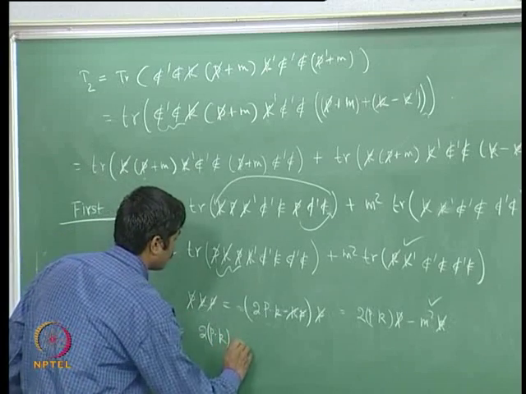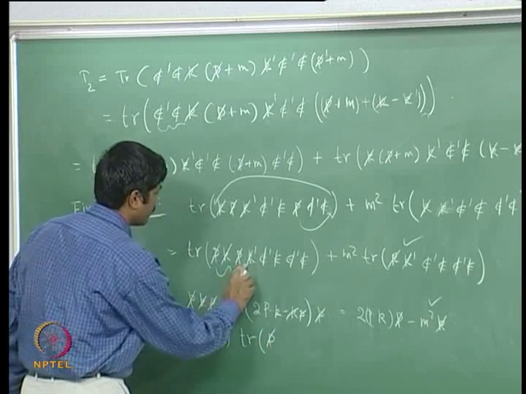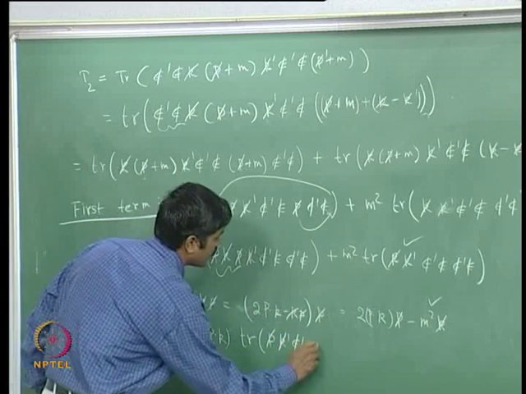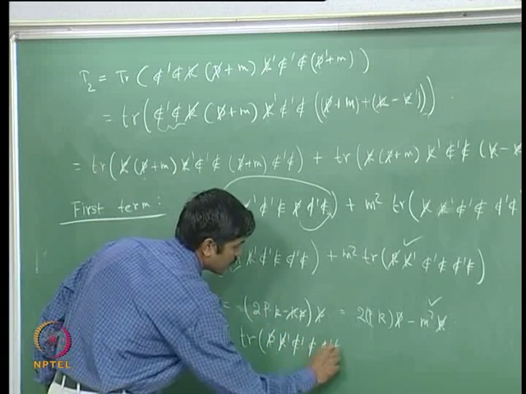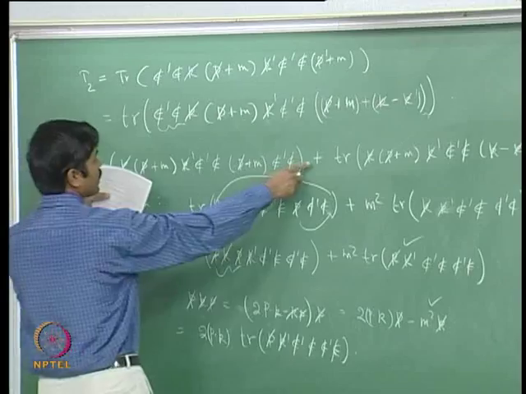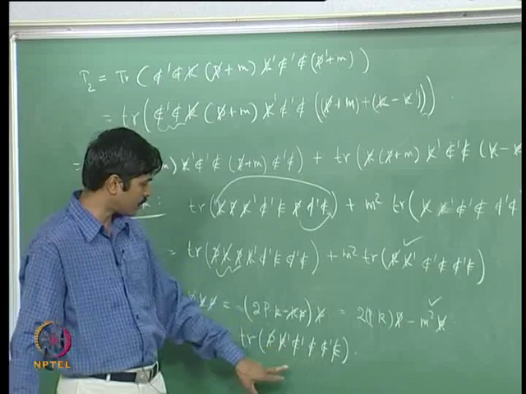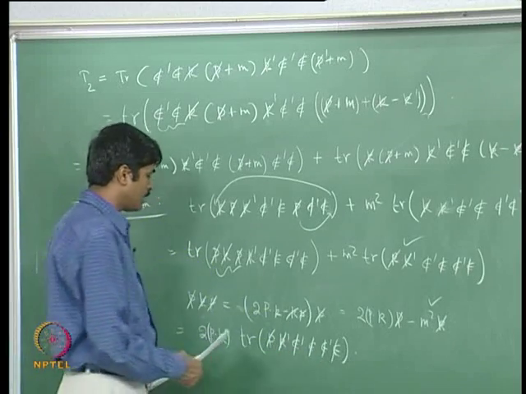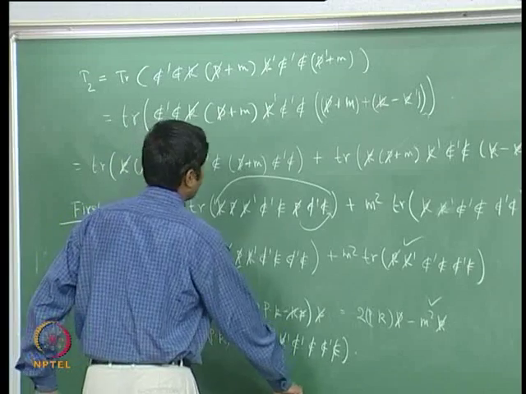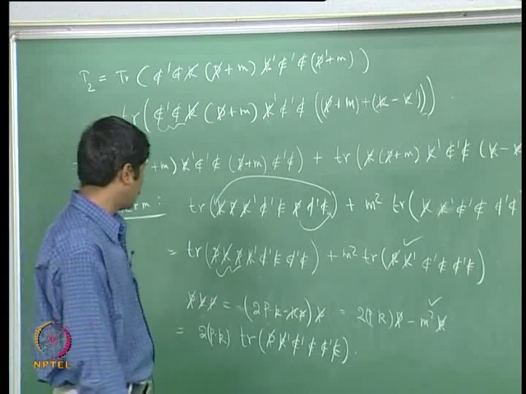times trace of p slash k prime slash epsilon prime slash epsilon slash epsilon prime slash epsilon slash. So, the whole thing here now reduces to some trace which involves 6 gamma matrices. We can further simplify it, and then we can write it in terms of the product of all these p's, k's and epsilons. So, let us do that.